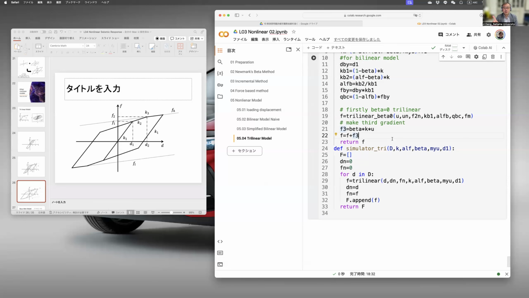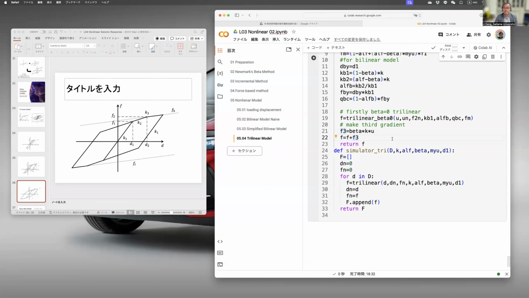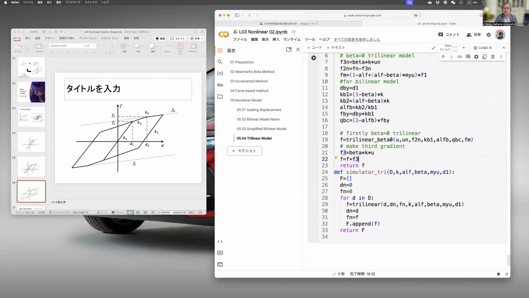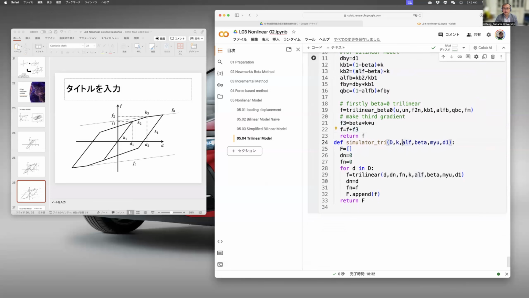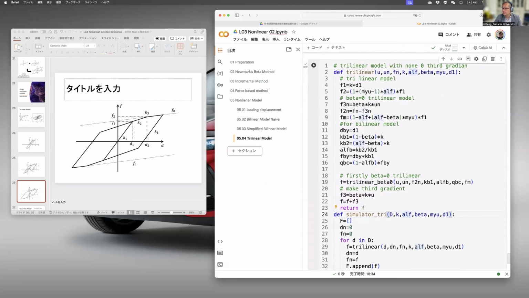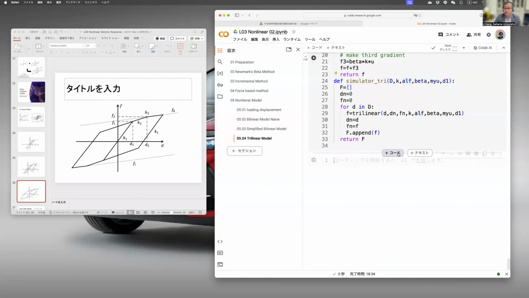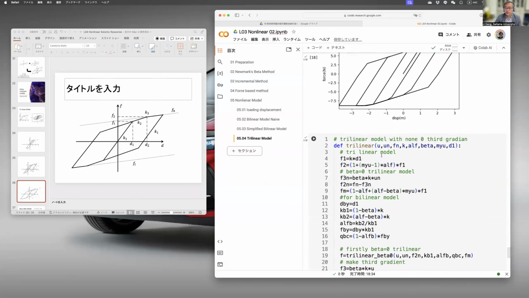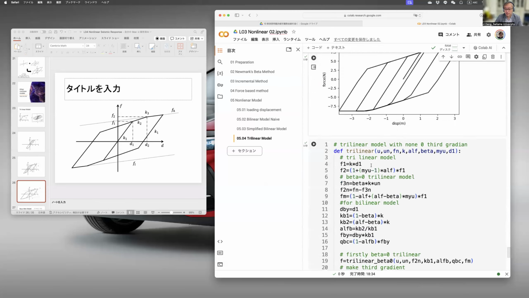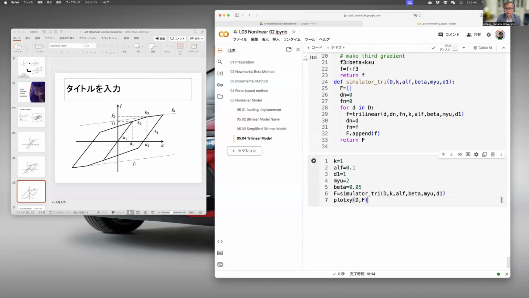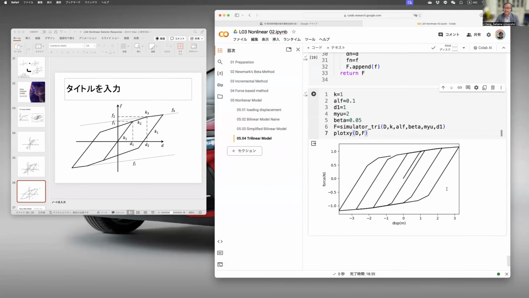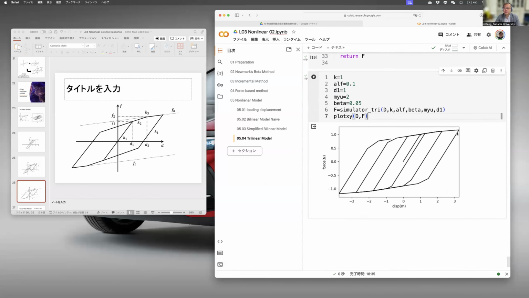But K1 and K2 will always be, for the bilinear model, the K1 and K2 will be minus the third gradient. Will be fine. Then you can simulate an advanced way of treating a model, that a trilinear model have a third one.